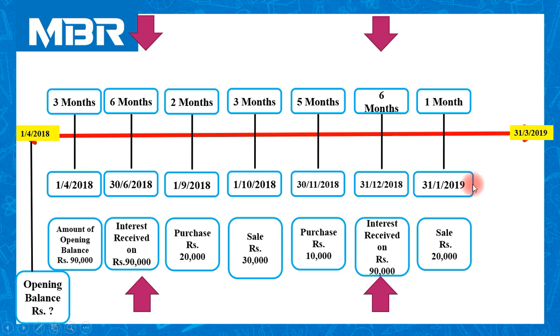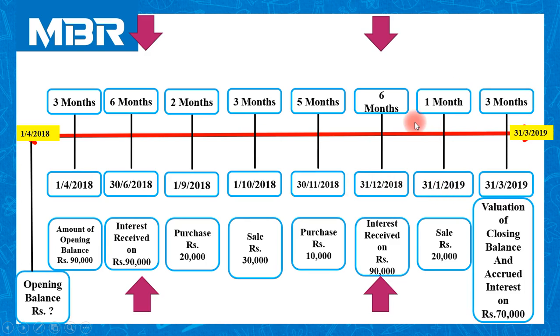90,000. Then January 31st, 2019, we have sold security worth rupees 20,000. Duration between these two transactions from 31st December 2018, because when the transaction takes place on January 31st, the last payment date of interest is 31st December. So there is a period of 1 month.